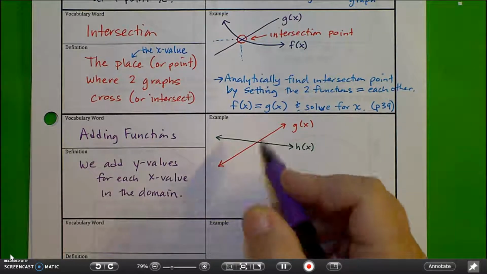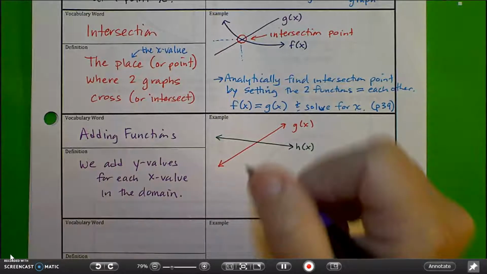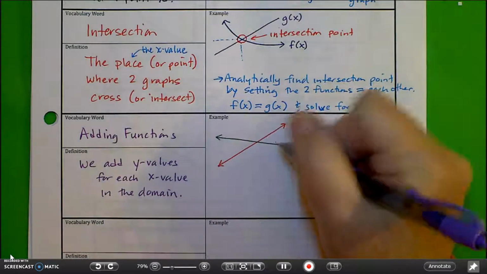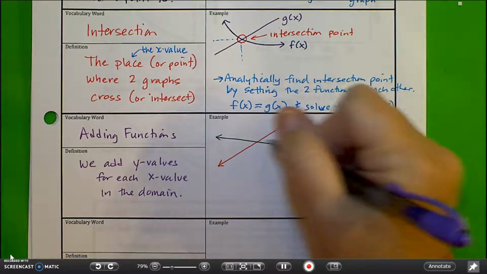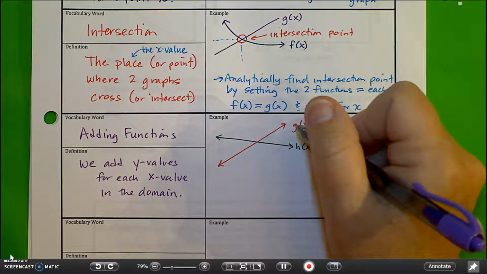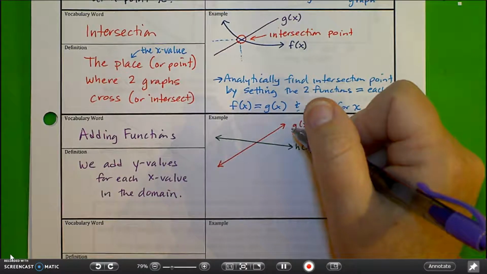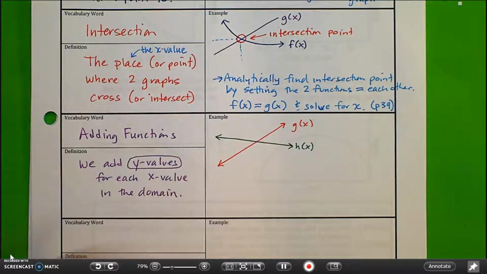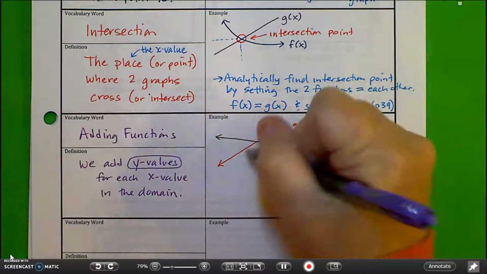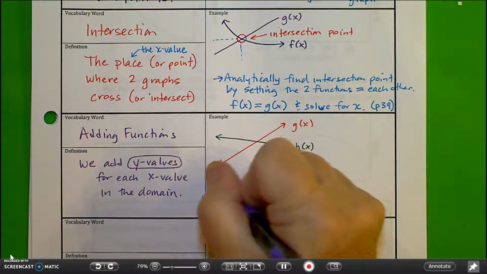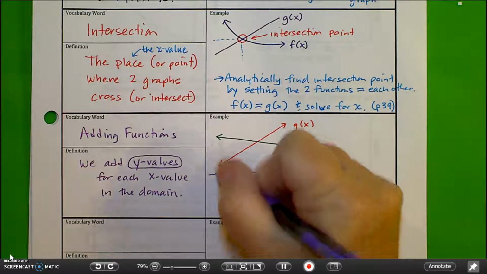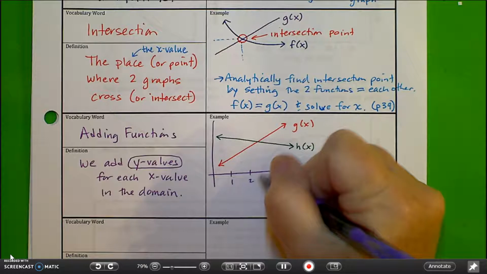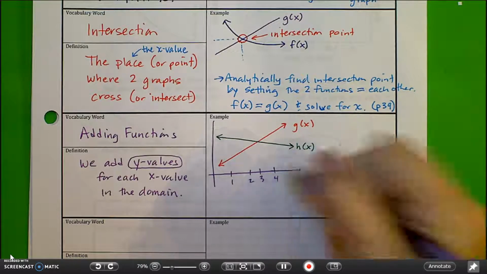And probably what you noticed on the ones we've done so far is we just pick a few x values to add and then get a pattern to it, and then you can draw a line or draw a curve through those points you've created. But you have to remember that it's the y values that we're adding. Okay, so for example, let's say this is 1, 2, 3, 4.